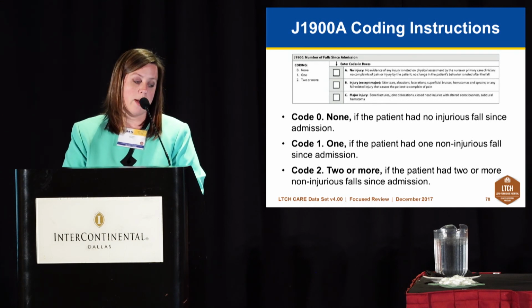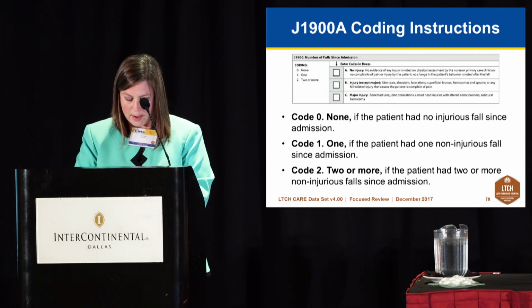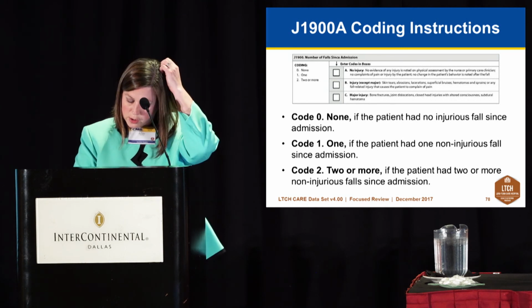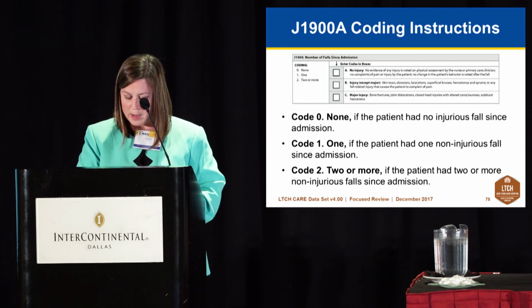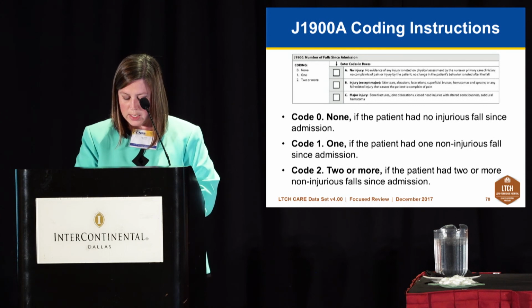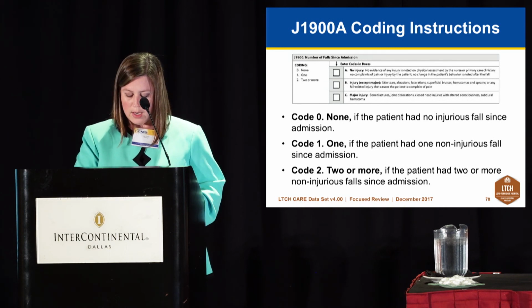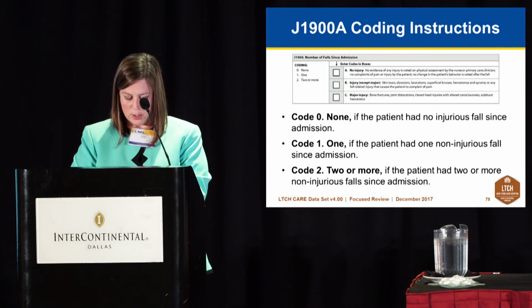So for Section J1900A, we have some coding for each of the sections here. So we have code 0, none, if the patient had no injurious falls since admission. Code 1 if the patient had 1 non-injurious fall since admission, and then code 2 if the patient had 2 or more non-injurious falls since admission.